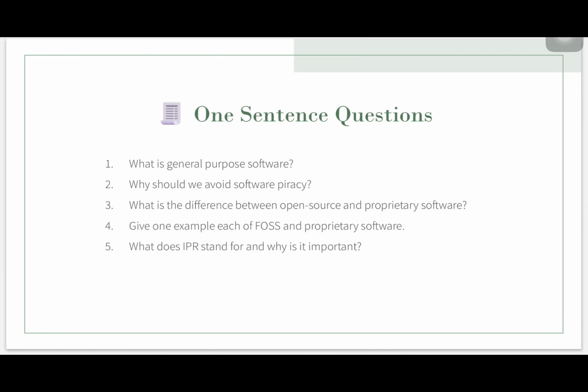Give one example each of FOSS and proprietary software. FOSS, as I told you, is GIMP; proprietary software, Minecraft. Easy one. What does IPR stand for and why is it important? Now tell the answer. IPR stands for Intellectual Property Rights, right? It protects. Why is it important? Because it protects rights, right?